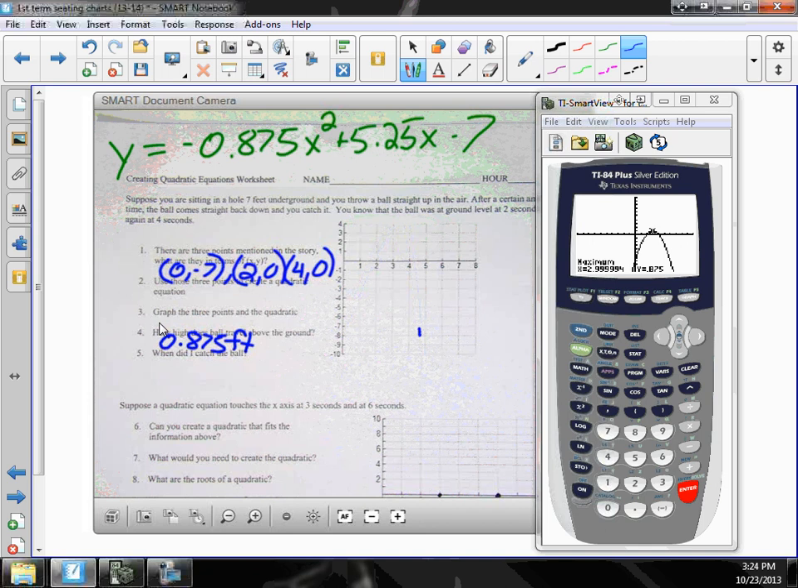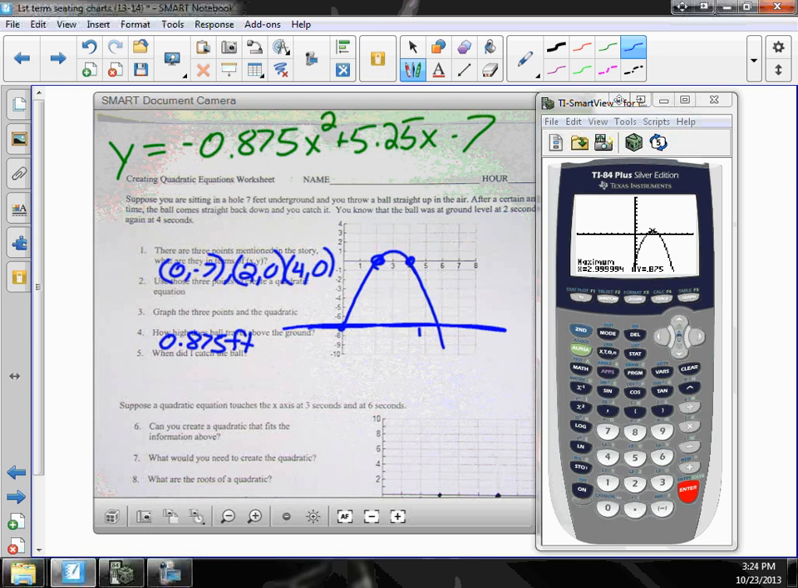So here are those points. That ball just barely made it up. Didn't even go 1 foot out of the hole. It went 0.87 feet out of the hole. Number 5 says, when did I catch the ball? Now remember, you threw the ball at -7. So I want to know, how long does it take to go up and then back down and hit -7?